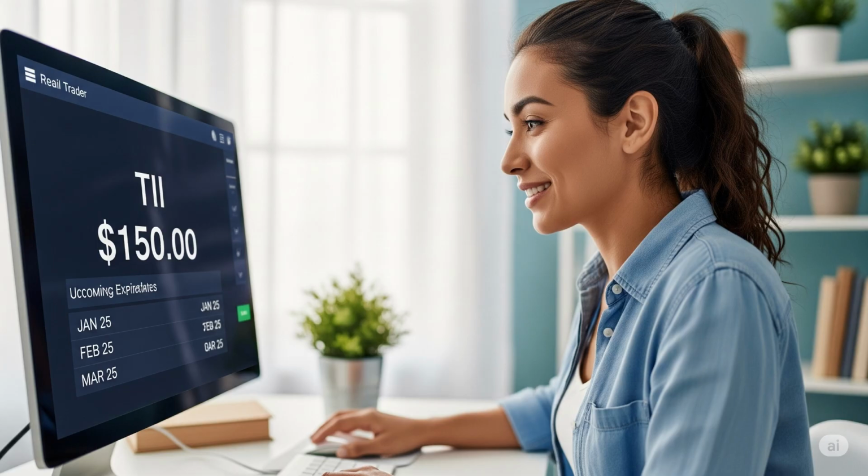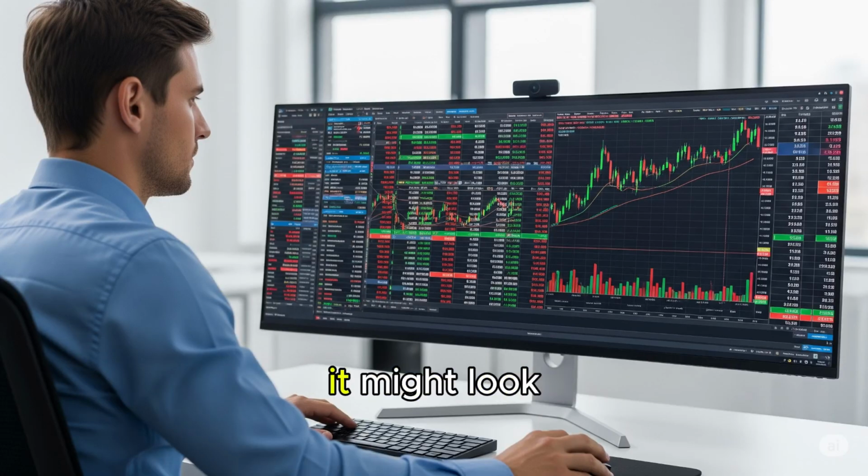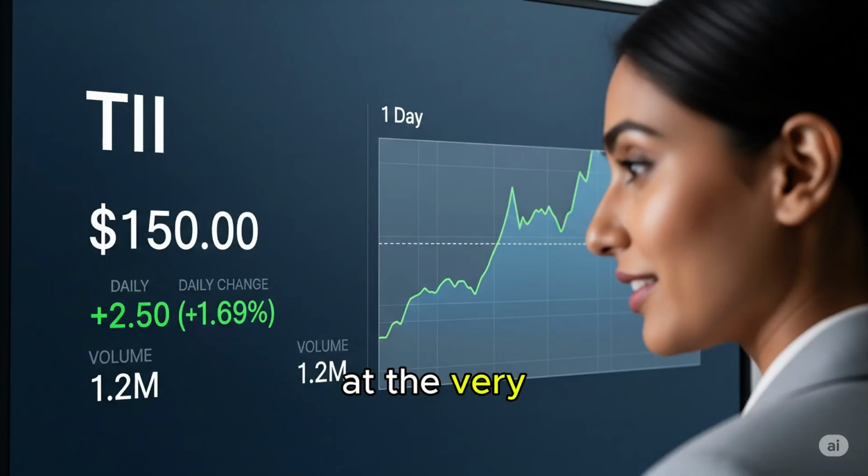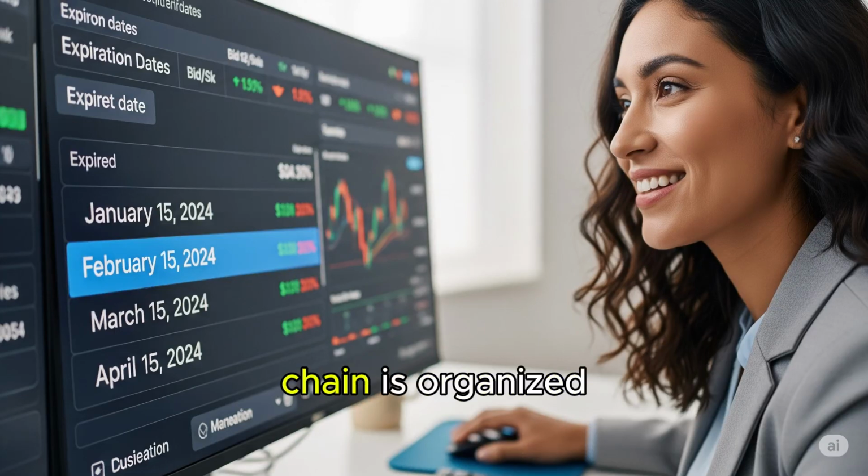For example, let's look at the options chain for a made-up company, Tech Innovations Inc., with the ticker TII, which is currently trading at $150 a share. When you open the options chain, it might look a little overwhelming, but it's organized to give you a clear view of the market. At the very top, you'll see the symbol for the underlying stock, its current price, and some other key information. Below that, the chain is organized by expiration dates.